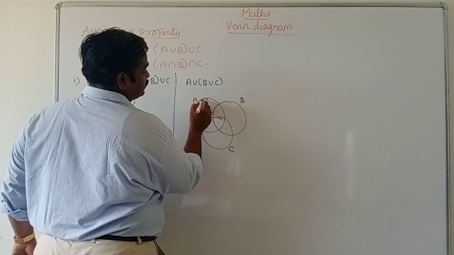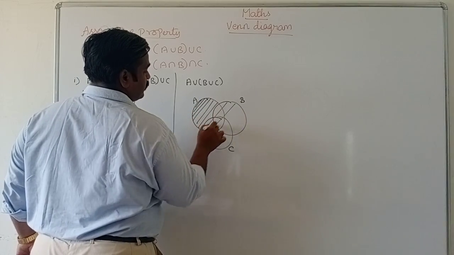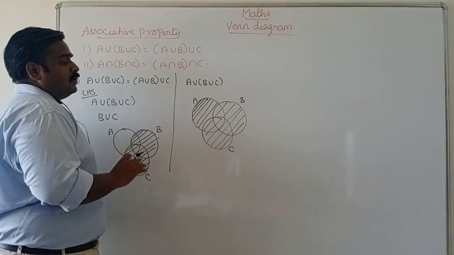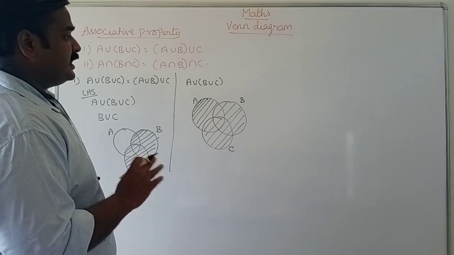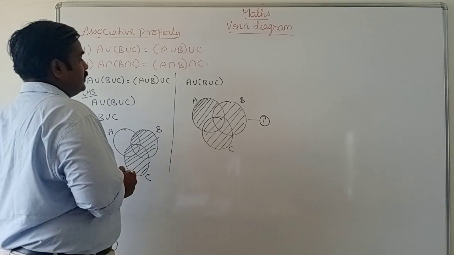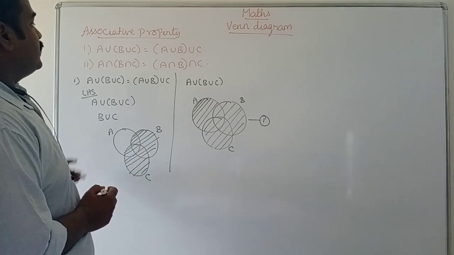Like this. Gets completely shaded. All the three circles A, B and C get completely shaded. So you should take this diagram as the first diagram, right? So this represents the LHS. Now go for the RHS.